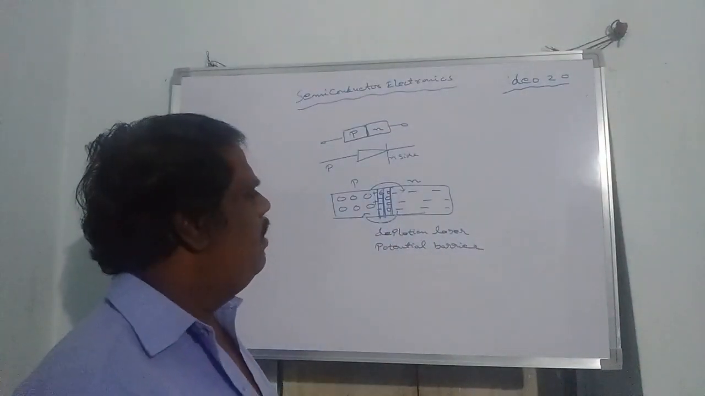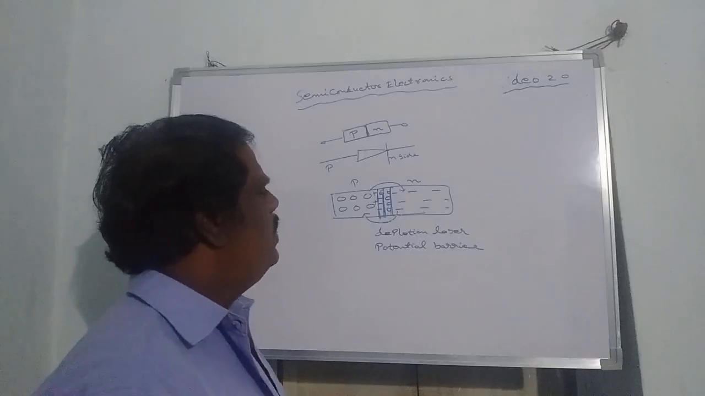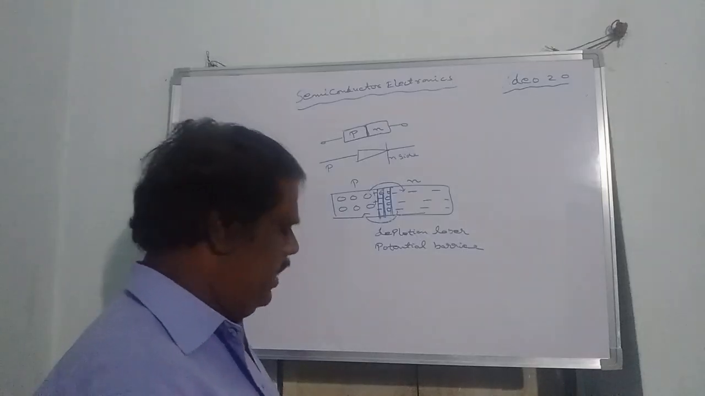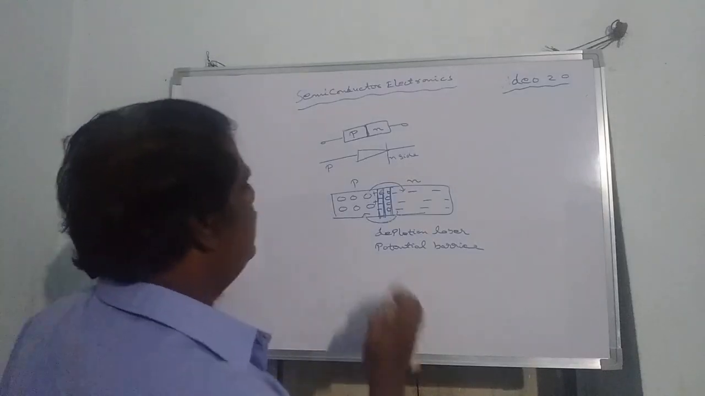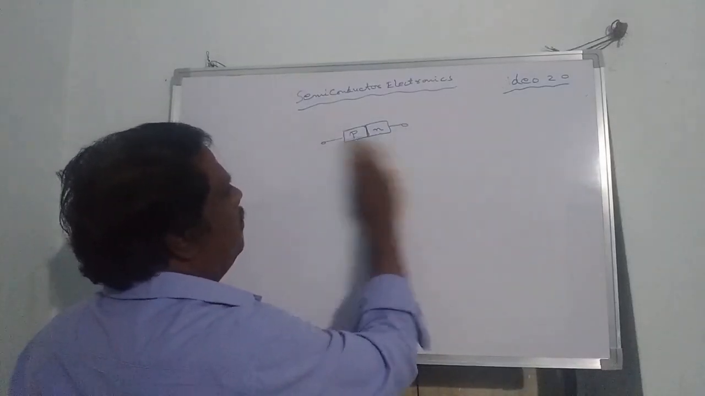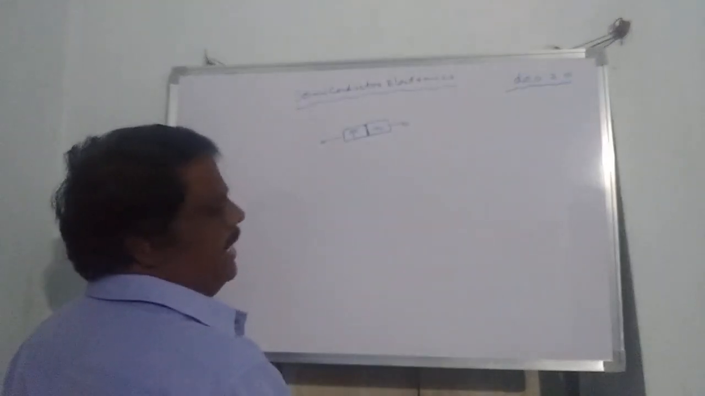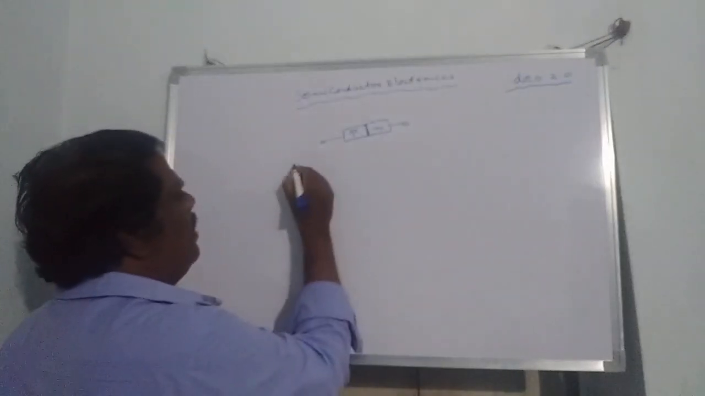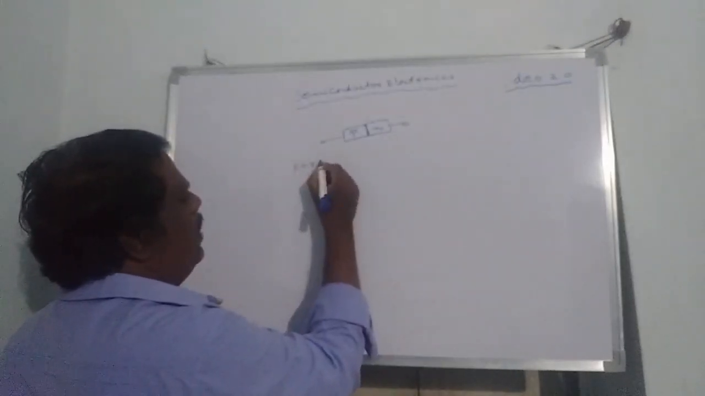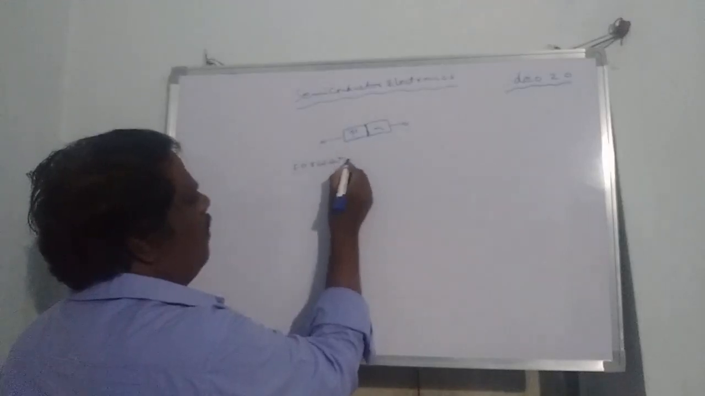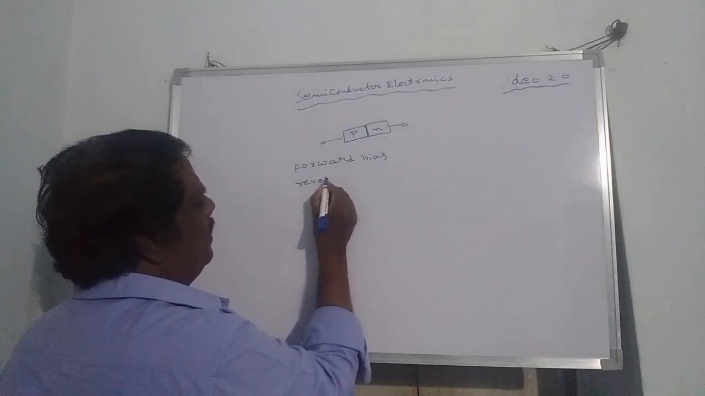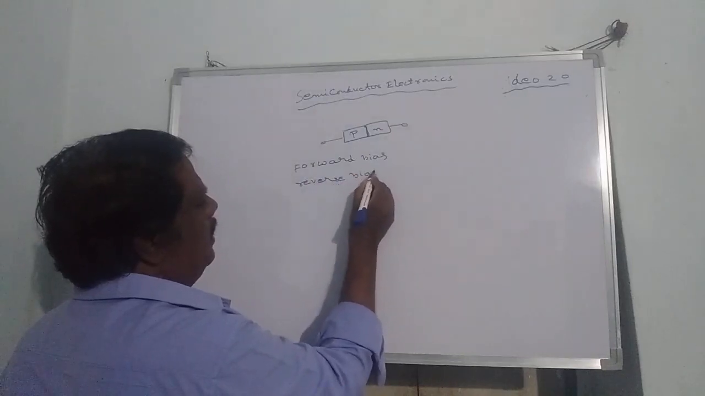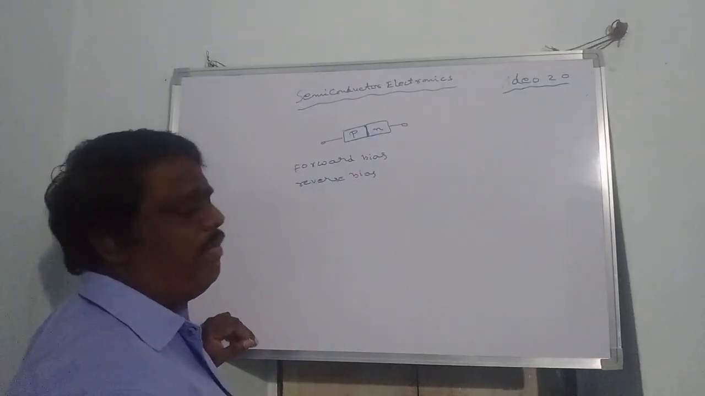It stops further diffusion of holes and electrons. Okay, next, how can you connect this junction diode in a circuit? So there will be two positions, forward bias and reverse bias. What is meant by forward bias?